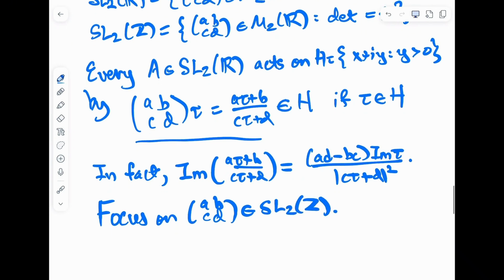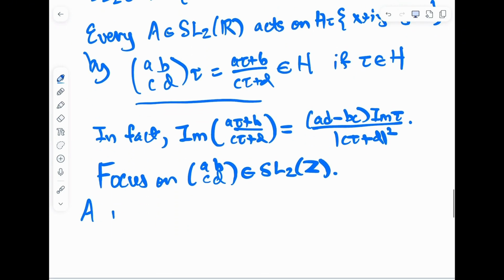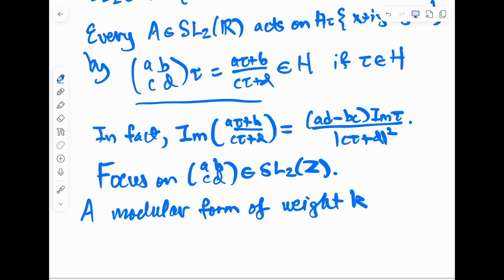Okay. So let me just tell you. All right. A modular form of weight k, where k is an integer parameter, for the group SL2Z.